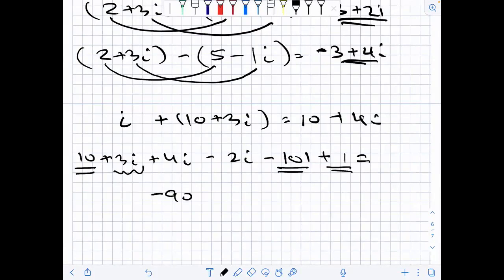And then I look at all my imaginary parts and I add them or subtract them from each other. 3i plus 4i is 7i. 7i take 2i is plus 5i. Okay, so that's adding and subtracting.